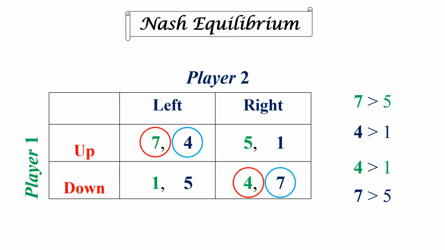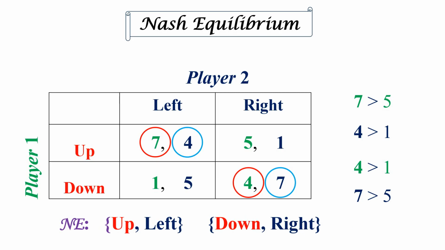Therefore, we have two Nash equilibria here: up and left. Another Nash equilibrium is down and right. So if we can find two circles like in that example, that will be our Nash equilibrium point.